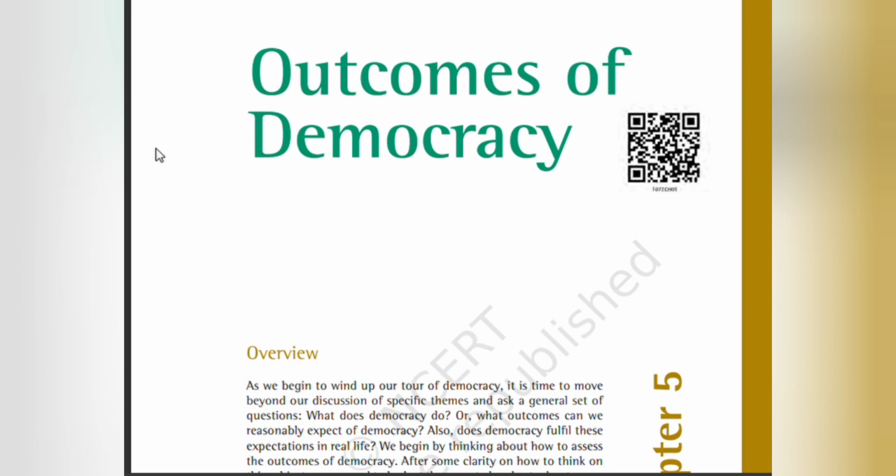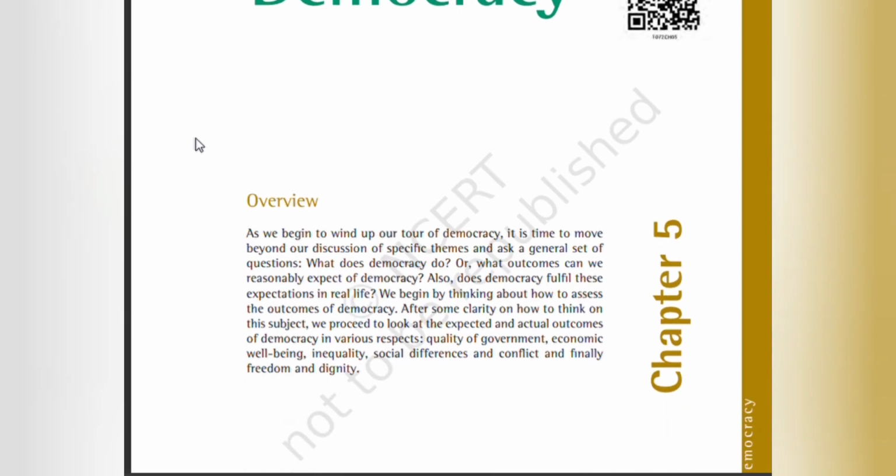Today, class, we are going to learn the fifth chapter, Outcomes of Democracy. Overview. As we begin to wind up our tour of democracy, it is time to move beyond our discussion of specific themes and ask a general set of questions. What does democracy do? Or what outcomes can we reasonably expect of democracy? Also, does democracy fulfill these expectations in real life?